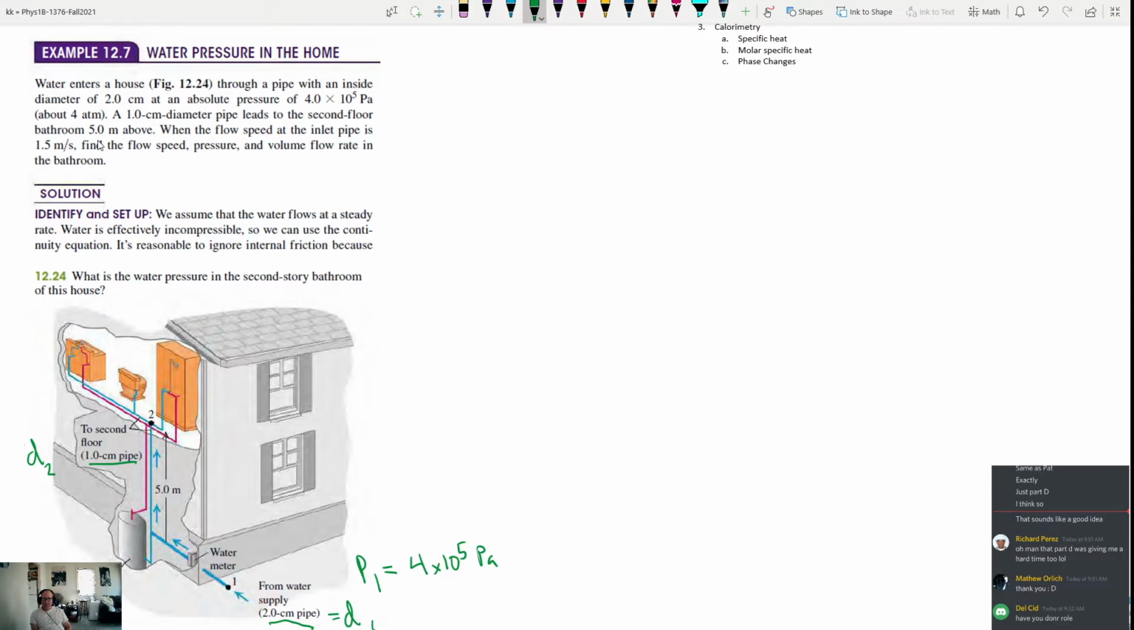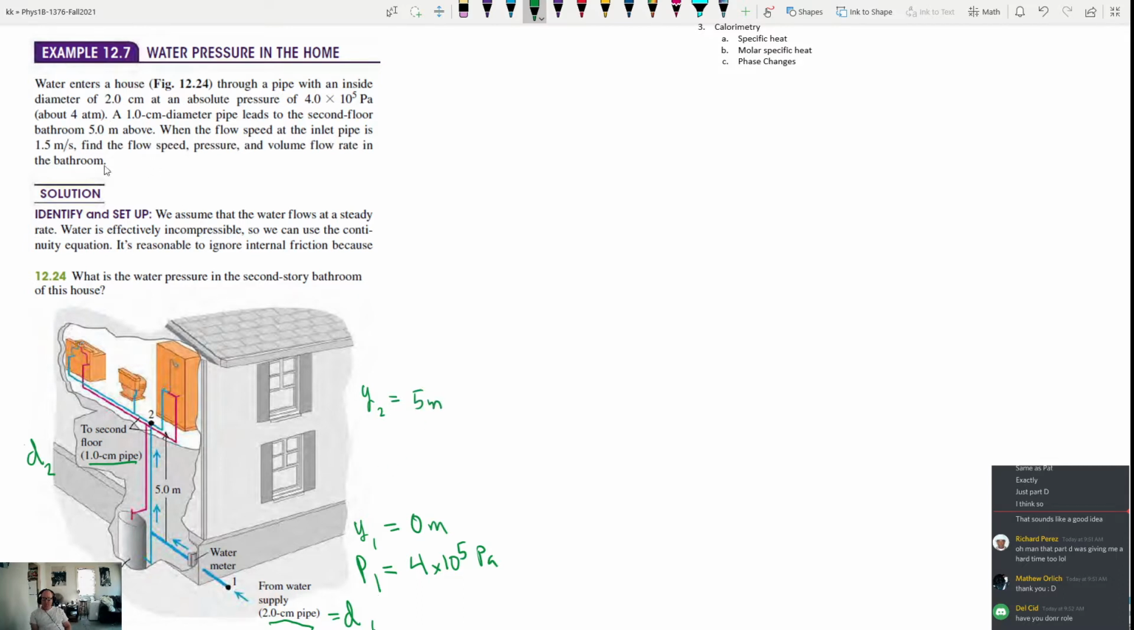It leads to a second floor that's 5 meters above. So we have a 5 meter height difference here. I'm going to say that Y1 down here, the floor, we'll call 0 meters, and Y2 right here is going to be equal to 5 meters. So we're 5 meters above.